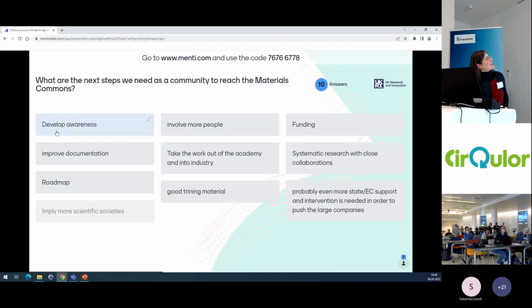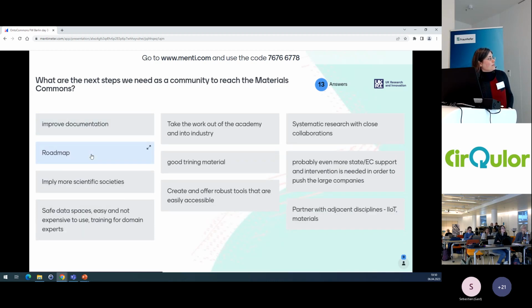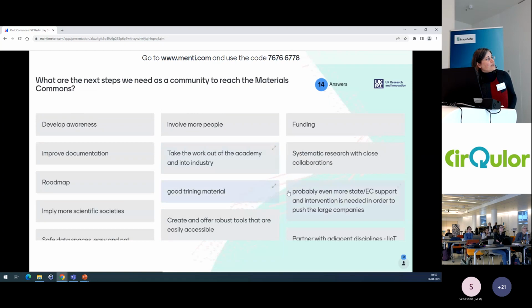Funding is always there. Involve more people, develop awareness, improve documentation, the roadmap. Involve more scientific societies, so collaboration with already structured associations that are there. Training material, create and offer robust tools that are easily accessible. Partnership, so not only with associations, but also with adjacent disciplines. I guess this is Internet of Things and materials. Probably more support at the national and European level is needed, and intervention is needed to push larger companies.